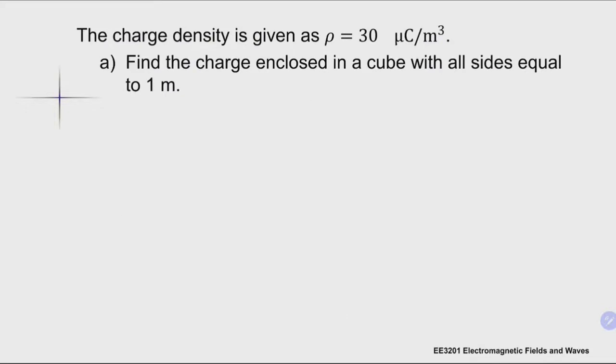So the first one is a question about finding charge enclosed in a cube. So these are very simple examples. Charge density is charge divided by the volume. And to find the charge enclosed, normally Q will be equal to the charge density times the volume.